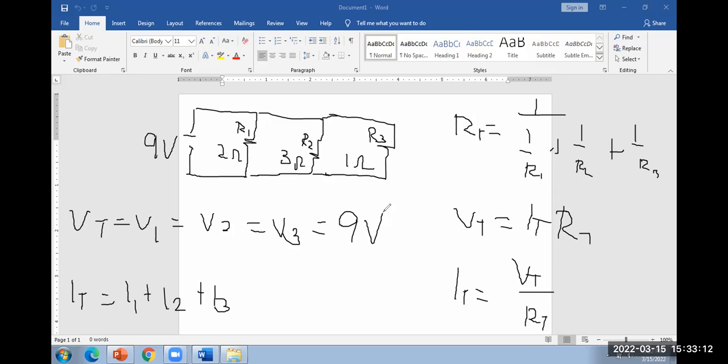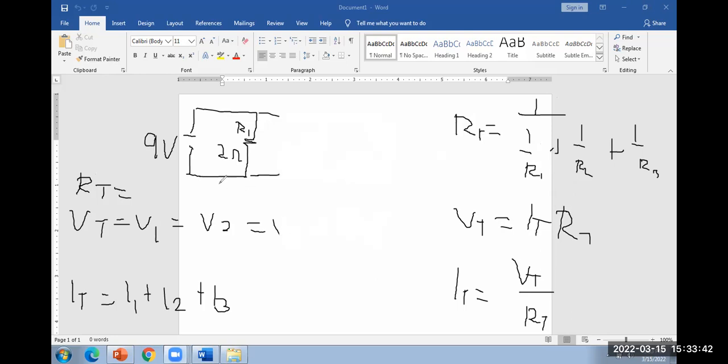May na-compute. So what is the computed value? Meron na ba? May na-compute na ba sa RT? Sa voltage natin, pare-parehas lang naman, which is 9 volts. So ano yung RT natin? So what is the value of RT? So RT is 1 over, 1 over 2 plus 1 over 3 plus 1 over 1. So RT is 0.55 or 0.54 pwede rin naman.